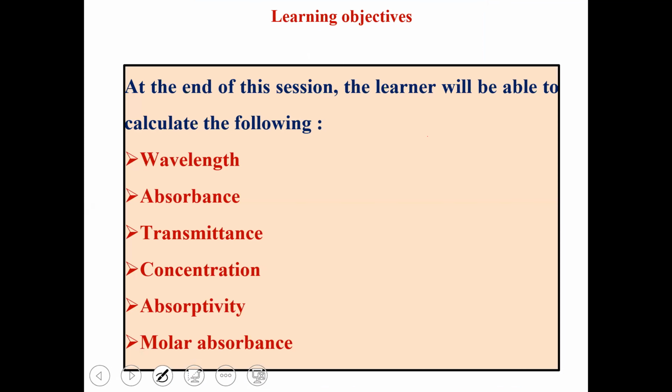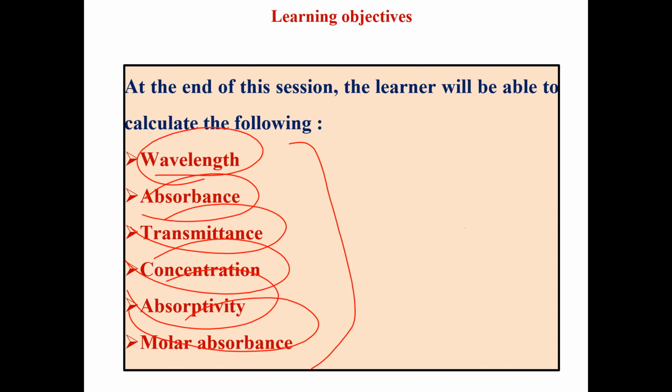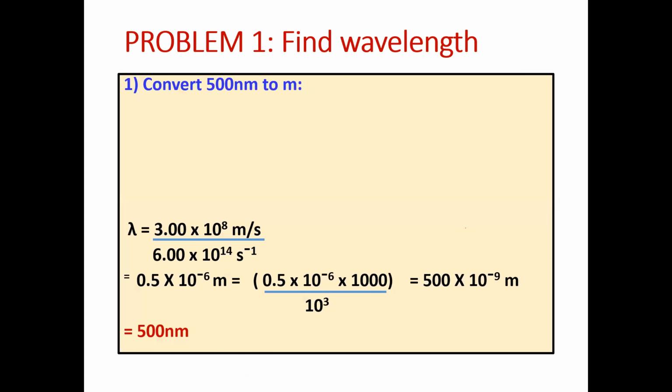So the objectives for this session: you may be able to calculate the wavelength, absorbance, transmittance, concentration, absorptivity, and molar absorptivity. These are the various terminologies I discussed just before, along with the formulas. Now we are going to incorporate these formulas into the problem statements and arrive at the results. Many of you might have started your preparations and seen some calculations in the questions, so I think this session may be a little helpful to you.